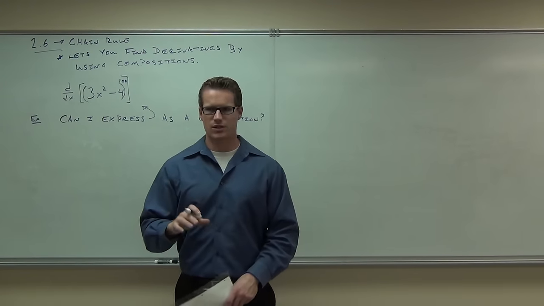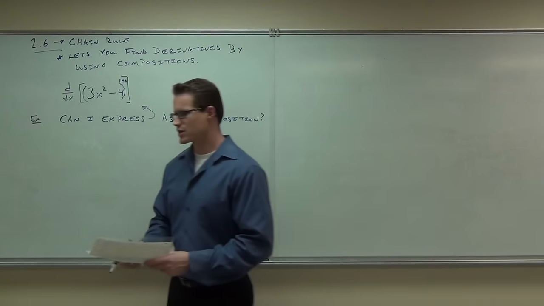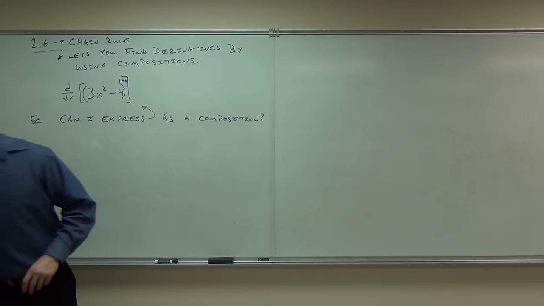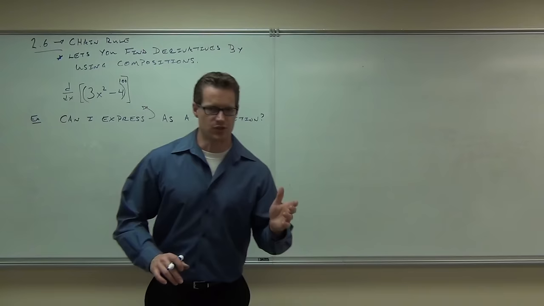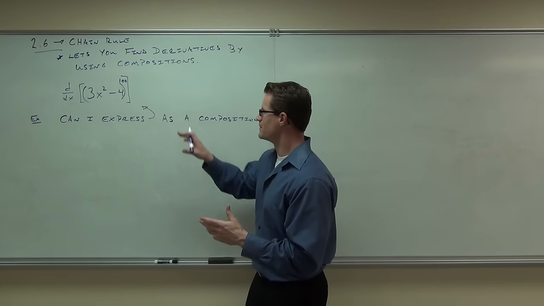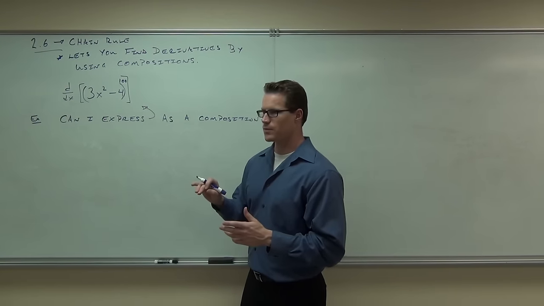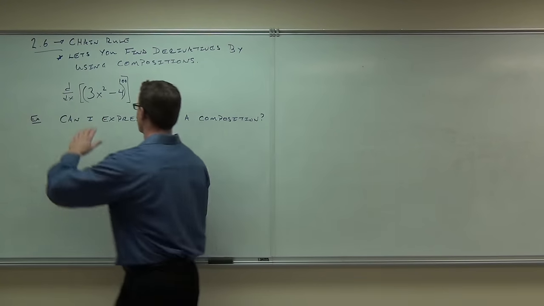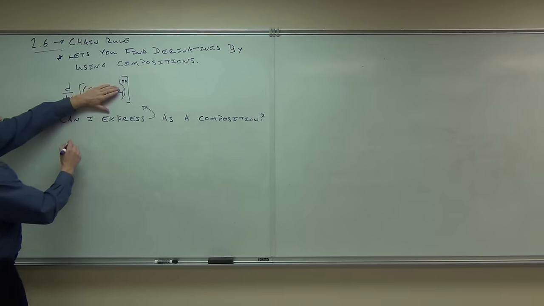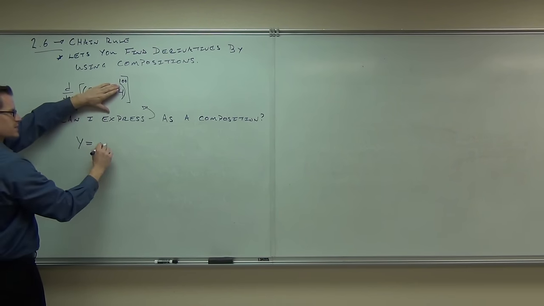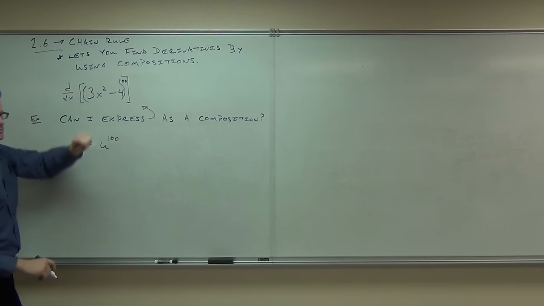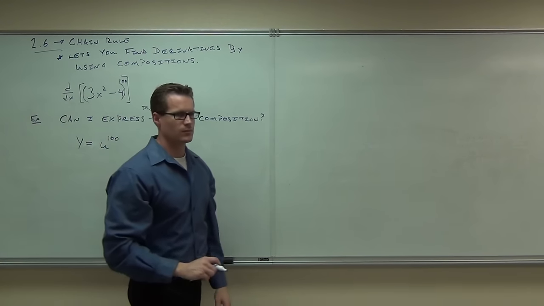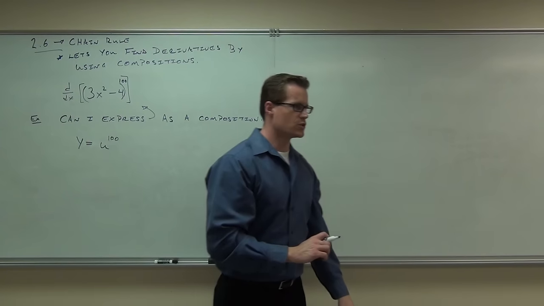And here's how you do it. Here's a pretty basic way to do these things. You're going to cover up the inside of your function. What I mean by the inside here is the 3x squared minus 4. You with me on that? You're going to cover that up, and you're going to make a function y equal to whatever you covered up becomes an x. And you know what, let's make it a u. A u to the 100th. Make it a u to the 100.